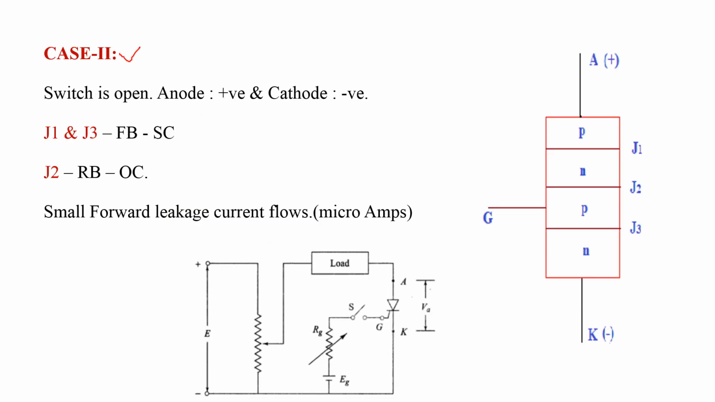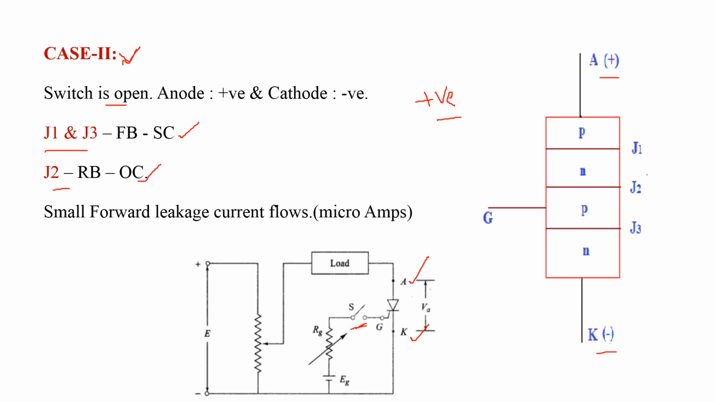Coming to case 2, in this case also we are going to keep the switches open, but we are going to apply the positive voltage across anode and cathode. Due to the positive voltage, anode becomes positive and cathode becomes negative. Then junctions J1 and J3 are in forward bias, which act as a short circuit, and junction J2 is in reverse bias, which acts as an open circuit.